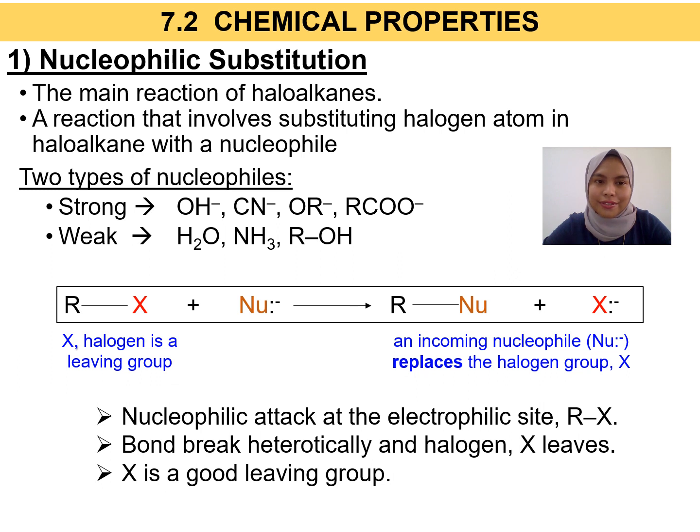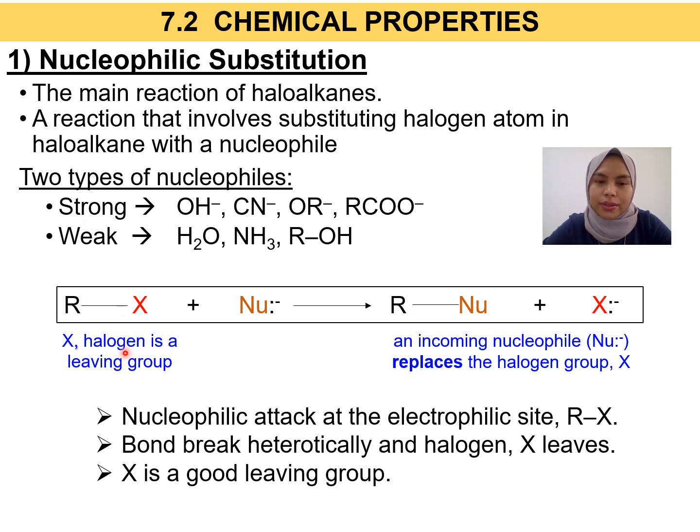Alright, so let's focus on the first type of chemical properties in haloalkane, which is about nucleophilic substitution. Nucleophilic substitution is actually a main reaction for haloalkanes. And basically you will substitute satu halogen atom bersama satu nucleophile. Okay, and there will be two types of nucleophiles, the strong and weak ones. Kenapa you kena tahu the type of nucleophiles is because from the types of nucleophile you akan tahu apa jenis mechanism yang your haloalkane will undergo.